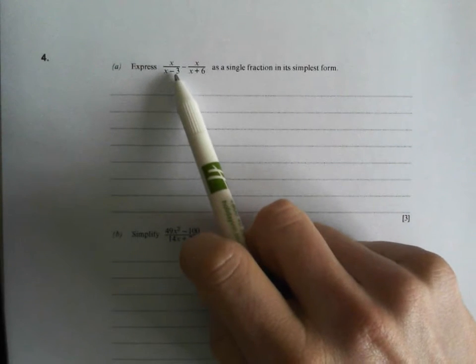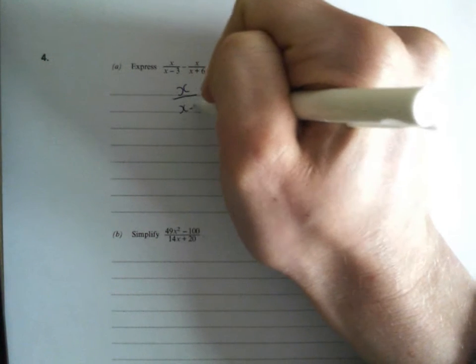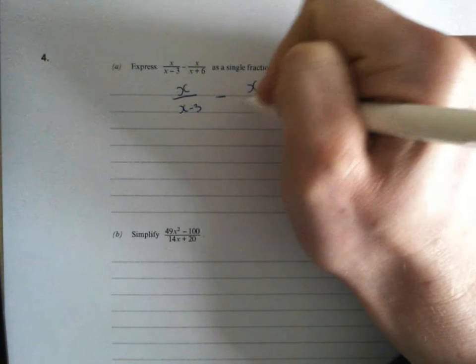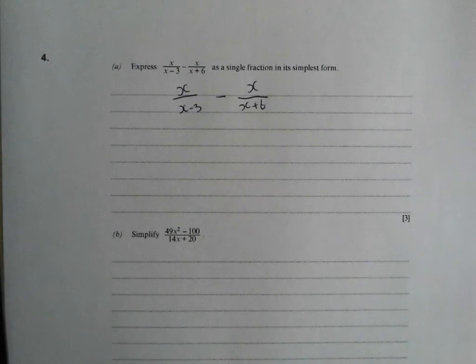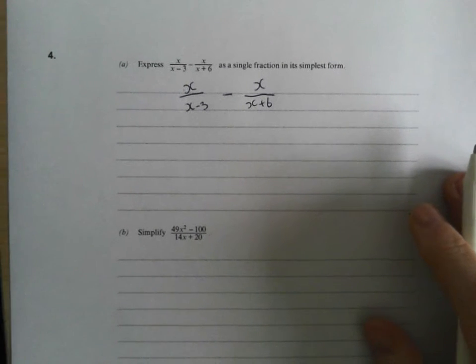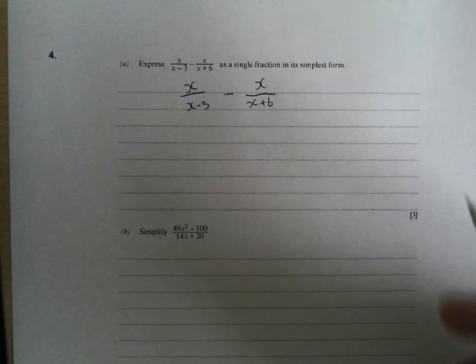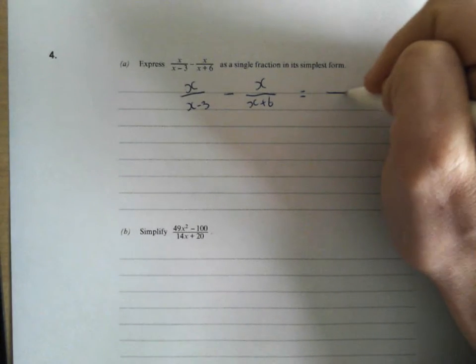Another classic question here. Express x over x minus 3, minus x over x plus 6, as a single fraction in its simplest form. Okay, we're doing a subtraction. If we're subtracting fractions with numbers, we just get them over a common denominator, so we're going to do the exact same thing here. But what's going to be my common denominator?